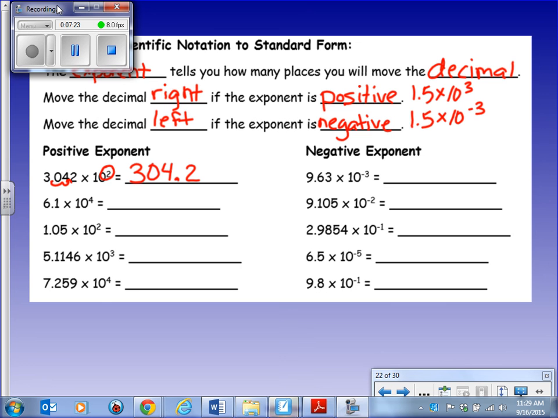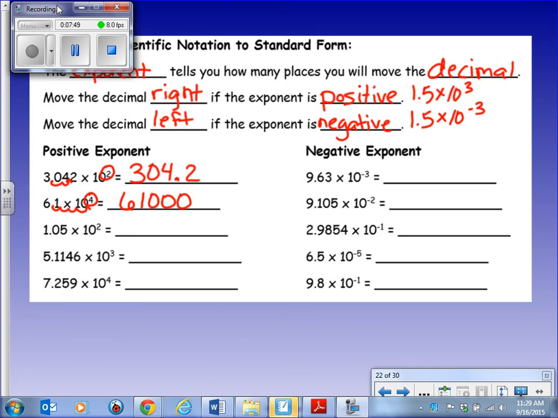All right, let's look at the next one. I have a positive 4, so I'm going to move the decimal 4 places: 1, 2, 3, 4. Notice there's nothing in these little humps here, so I have to put zeros there. So I'm going to do 6, 1, 0, 0, 0, and my decimal here is at the end. Because it's at the end, I would not need to add that decimal. I'm just showing you that for demonstration purposes.